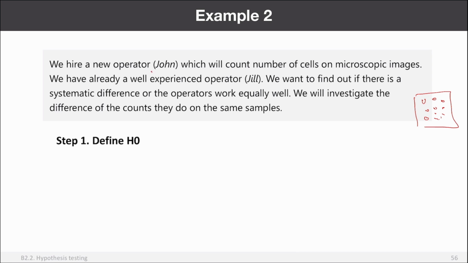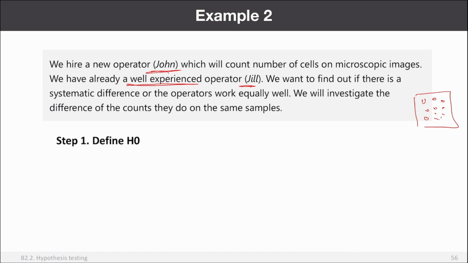We have a new operator, John, who will count this number. And we already have a very well experienced operator, Jill. We know that Jill works really well, so the count error is very small there. We would like to find out if John is systematically different from Jill.